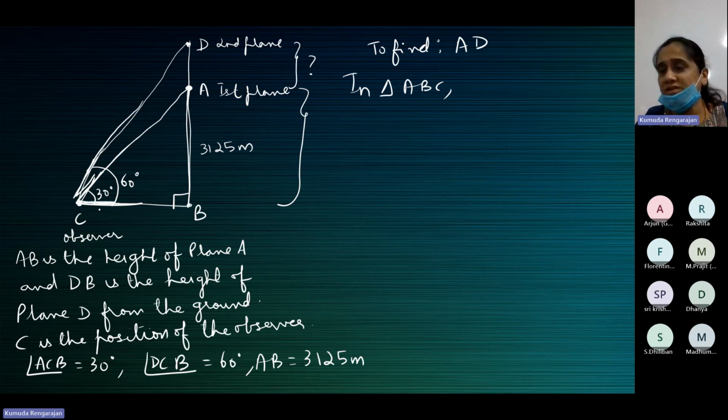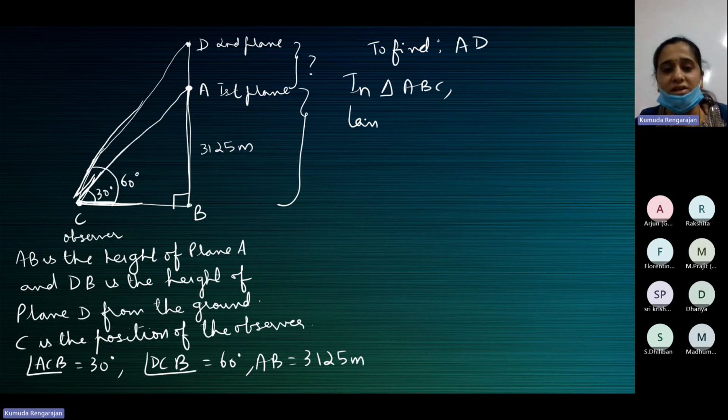You don't want to find AC, the hypotenuse. AB is given to you, so which one should you find? BC only. There is no choice. So you have to connect that angle 30 degrees with AB and BC. In triangle ABC, you need to connect 30 degrees with AB and BC.